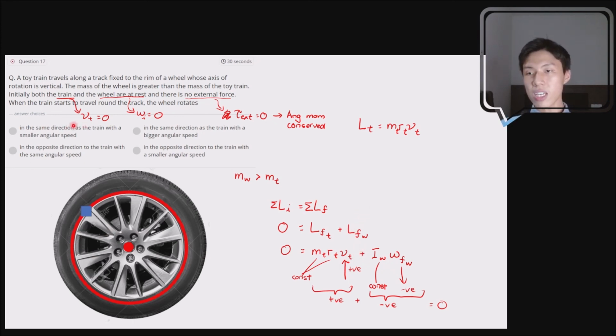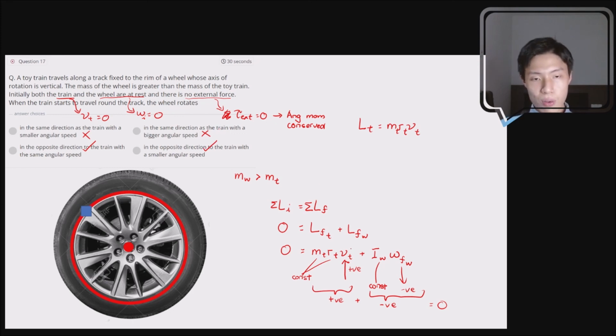So if you see the wheel rotate in the same direction, then you know it's wrong. If it's the same direction, then the omega here should be positive, the v here should be positive, both in the same direction. But no, the v is in the positive direction, the omega is in the negative direction, so opposite direction. So if you see anything with the same direction, then it's wrong. Opposite direction is correct. But whether it's the same angular speed or not, this one you have to determine.